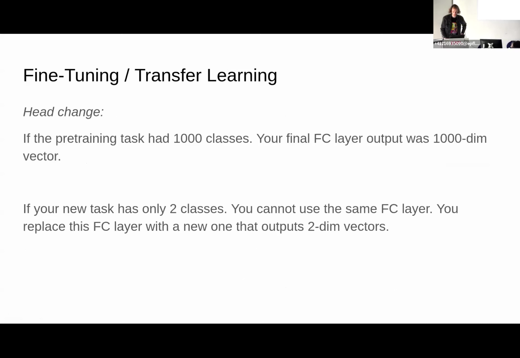Why would you want to change the last layer? Because if the pre-training task, for example, has 1,000 classes, and you now do plant diseases where you only have 2 classes, like normal plant and diseased plant, you want to have an output layer whose output will be of size 2. So you would need to replace the final layer of your neural network from a fully connected layer with 1,000 output classes to a fully connected layer with 2 classes. And you cannot use the same layer, yeah, so you replace it with a new one.